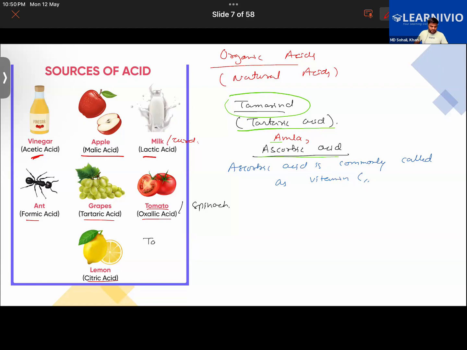Sir, is lemon a strong acid? Lemon is considered a weak acid. All these are weak acids. All the naturally occurring acids are considered weak acids.